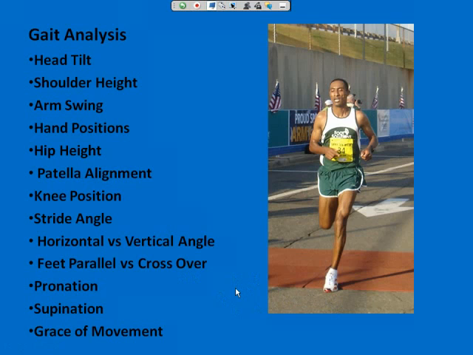You want to look for pronation and supination and the grace of movement. You also want to look to see how tensed his hands are. If his hands are very tense, the thumbs should always rest on the index finger, pointing down toward the ground. Okay, they should never be up, pointed toward the face.